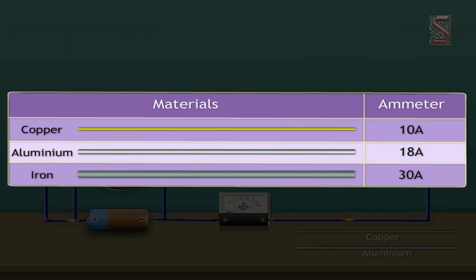You will find that the thicker the wire, the greater the current. So, the thicker wires have less resistance than the thinner wires. Resistance is inversely proportional to the area of cross-section.